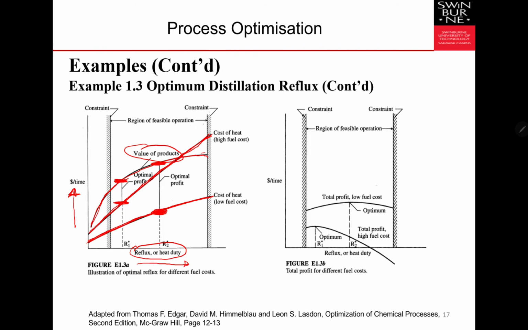Okay, then this part can be converted into this part on the right-hand side. And the difference between this part and this part is this part. So we know that the profit will become zero at this particular point, where if you increase the reflux above this point, then you will have a loss.